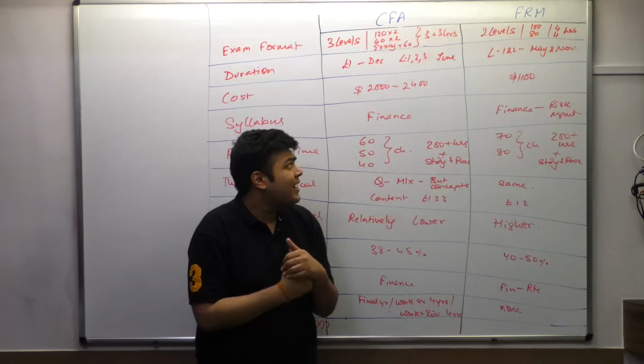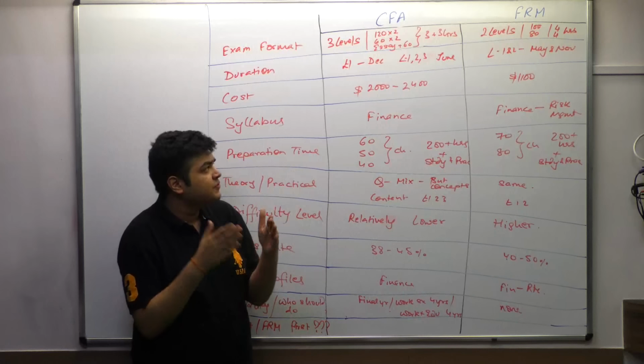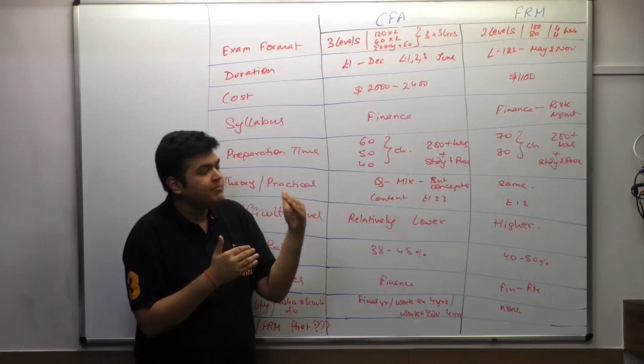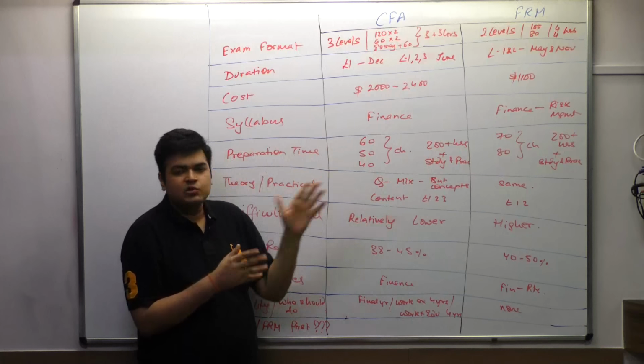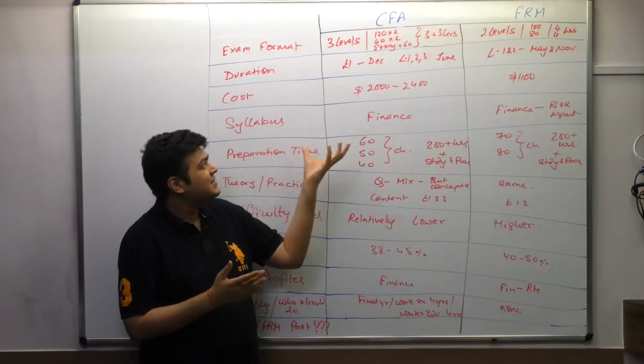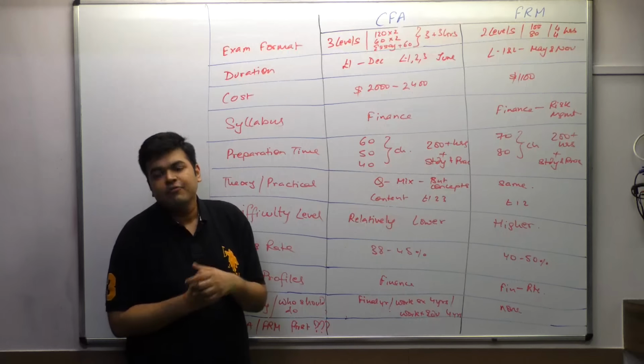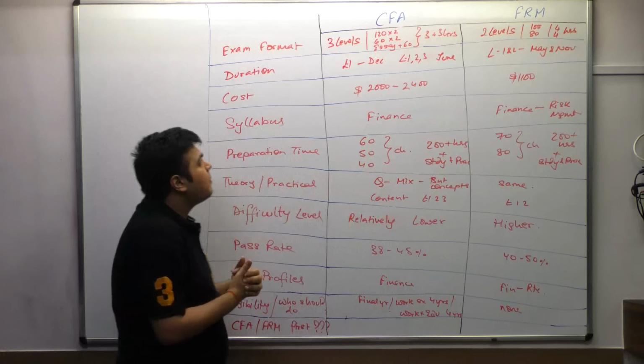Then when you're looking at FRM, you have 2 levels. First level is 100 MCQs in a 4-hour paper, and level 2 is 80 MCQs in a 4-hour paper. Both levels do not have any negative marking, but CFA would have 3 options per MCQ, and FRM would have 4 options per question.